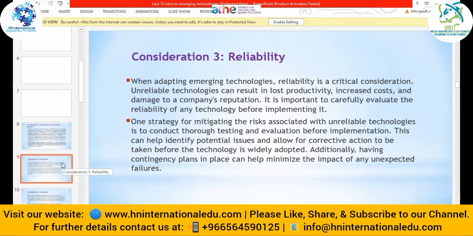Everything that we need in our daily life, if it is reliable, then it is efficient. Then we are going to adopt it. If it's not reliable, obviously we will not depend on that thing. When adapting emerging technologies, reliability is a critical consideration. Unreliable technologies can result in lost productivity, increased cost, and damage to a company's reputation. It is important to carefully evaluate the reliability of any technology before implementing it.